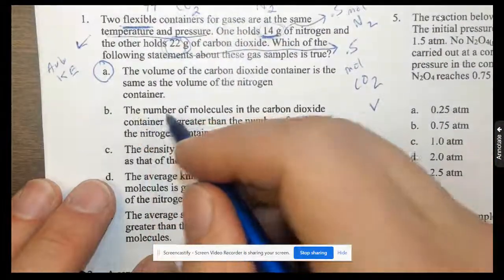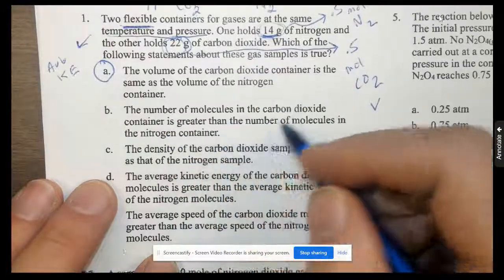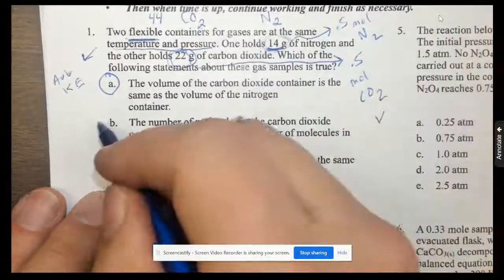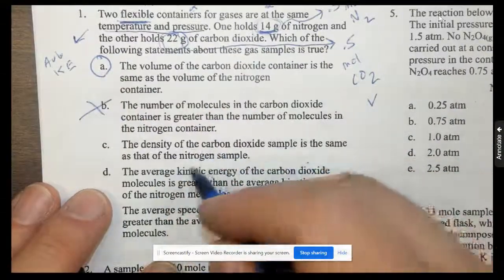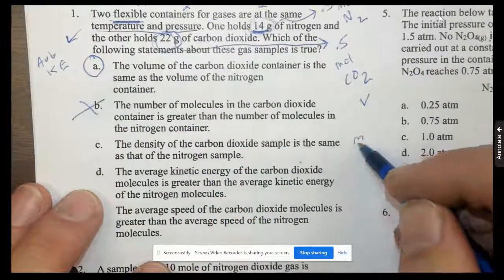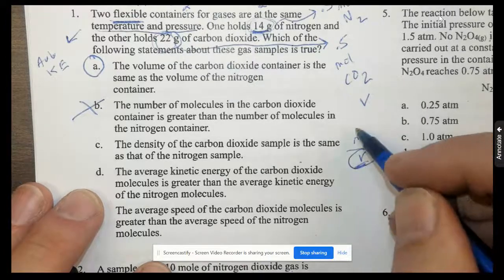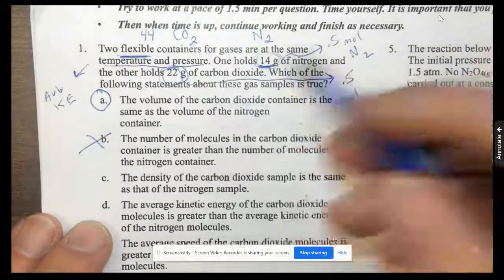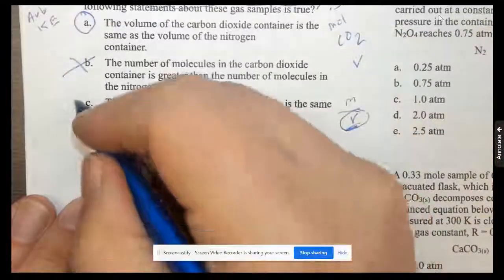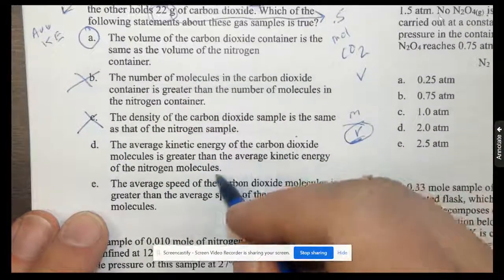Let's look at the others just to show why they're not right. The number of molecules in CO2 container is greater? No, they have the same number of moles, so they'll have the same number of molecules. The density of the sample is the same? No, density is mass over volume. So even though the volumes were the same, the masses of nitrogen and CO2 are different, so the densities would not be the same.